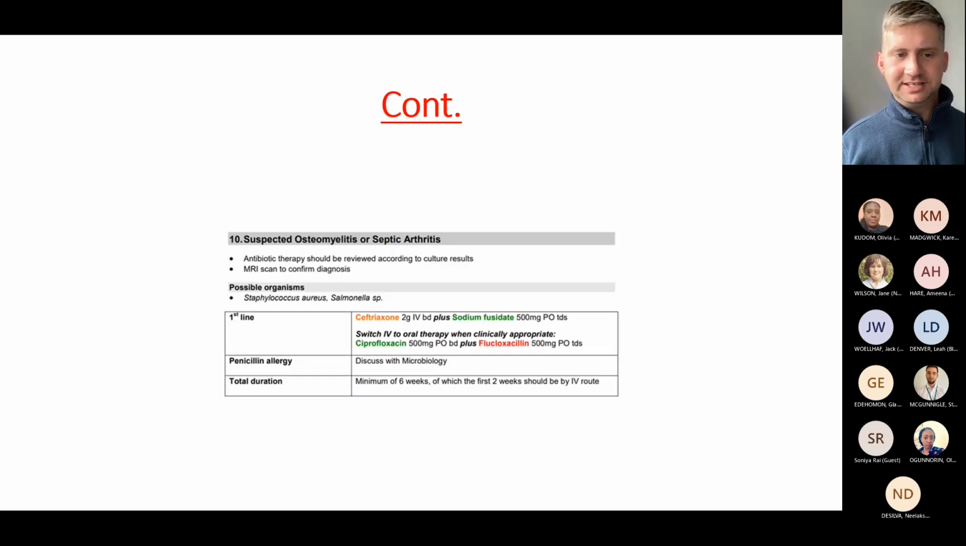For systemic osteomyelitis, usually it's ceftriaxone, quite a big dose, twice daily. And we also might add in sodium fusidate. And if they're going home, then we tend to give them ciprofloxacin and flucloxacillin. But usually it's a minimum of 6 weeks.